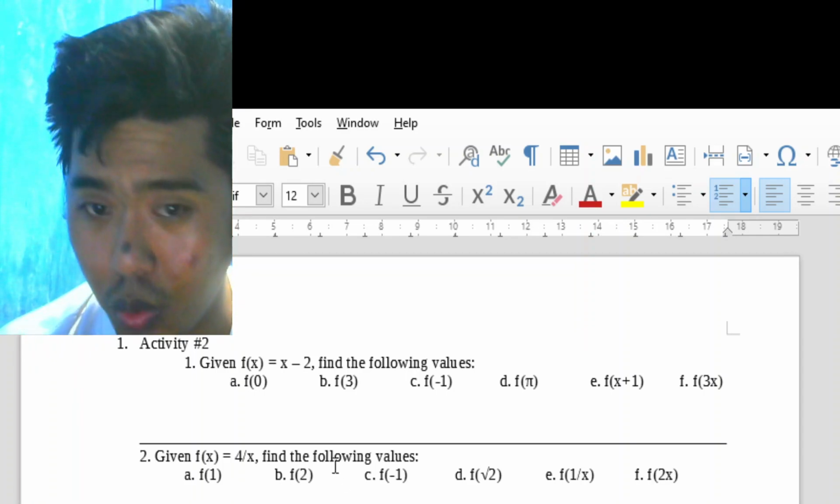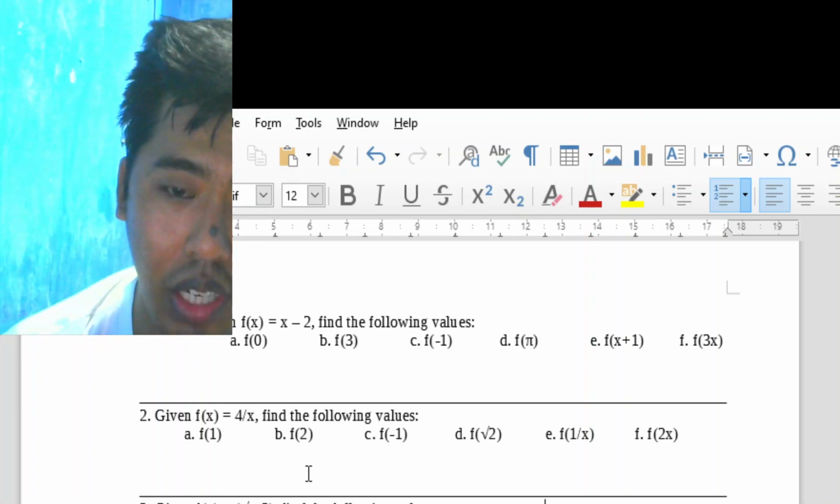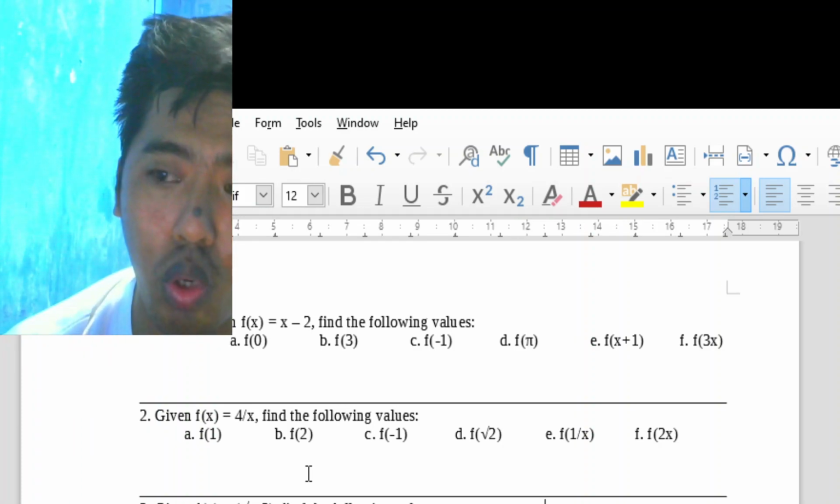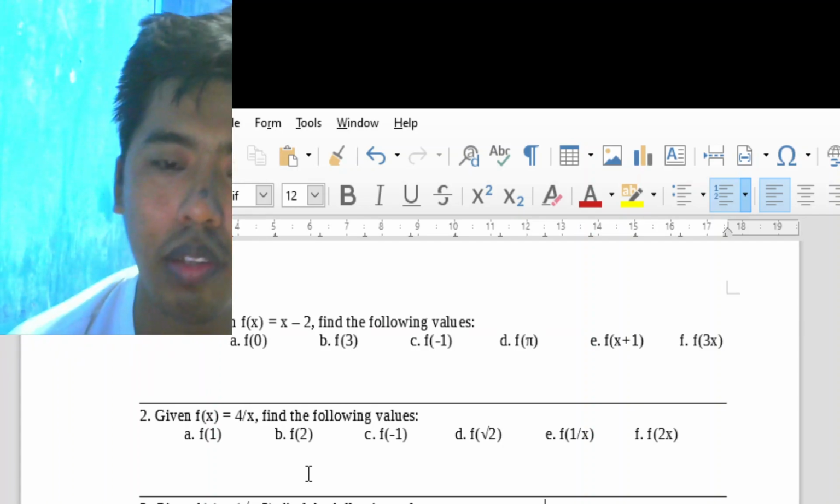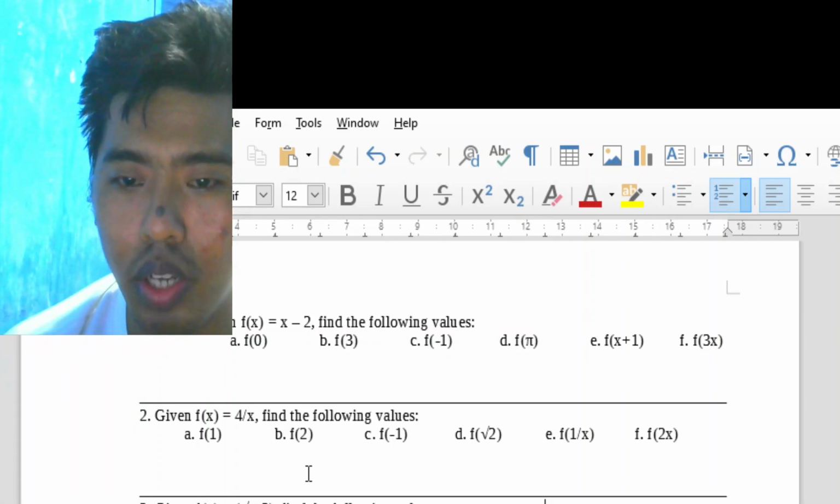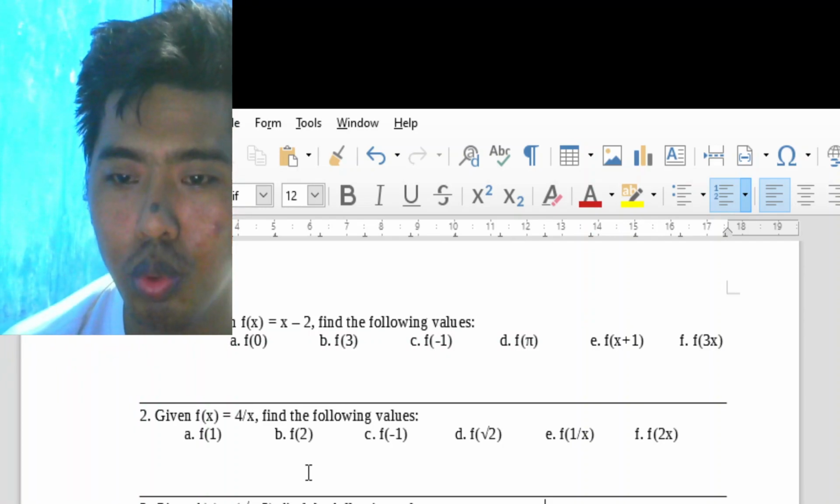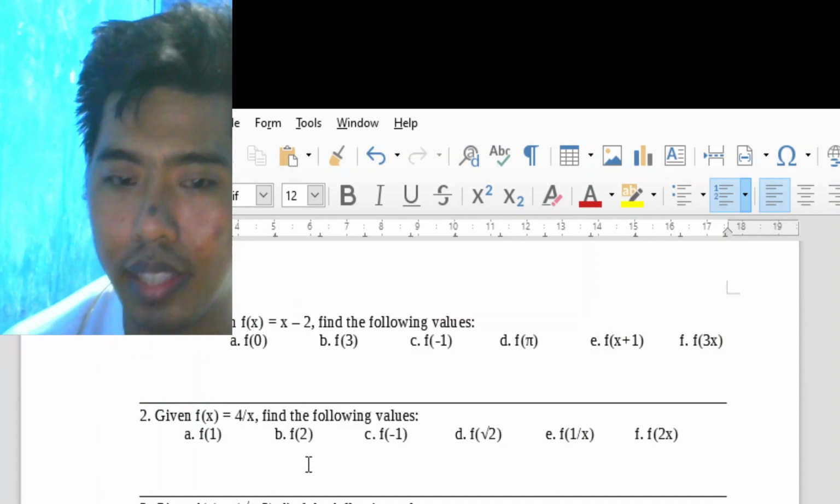Now for number 2. Given f of x is equal to 4 over x, then find the following values. So a to f gihapon. So f of 1, then f of 2, then f of negative 1, then f of square root of 2, then f of 1 over x, then last f of 2x.